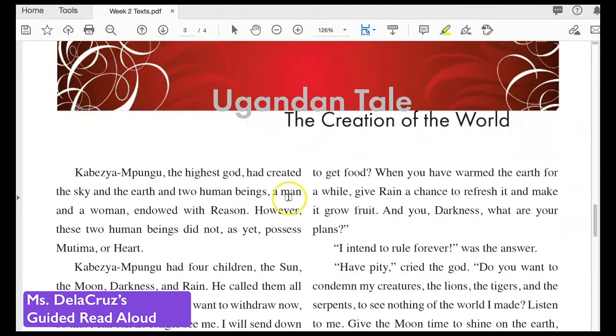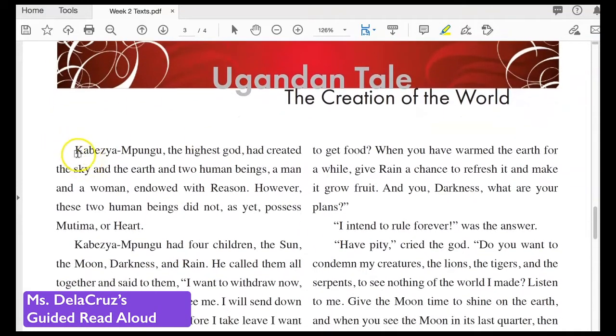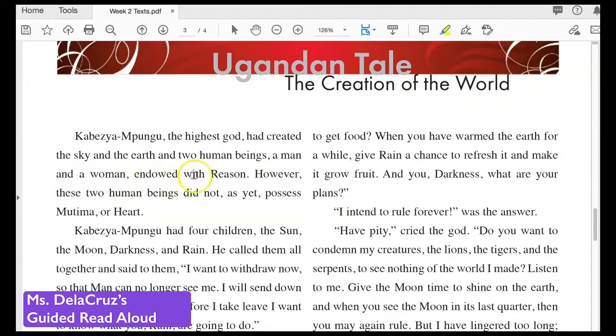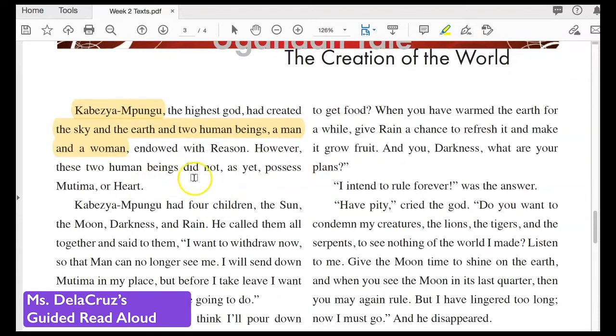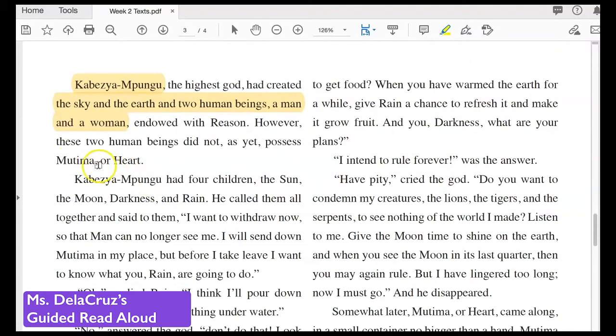I'm going to transition on to the Ugandan tale, the creation of the world. Kabeza Mupungu, the highest god, had created the sky and the earth and two human beings, a man and a woman endowed with reason. So you know that our highest god is Kabeza Mupungu. However, these two human beings did not, as yet, possess mutima, or heart. So the humans did not have a heart.